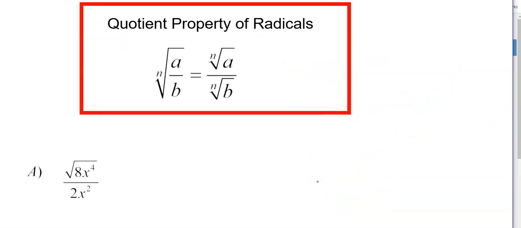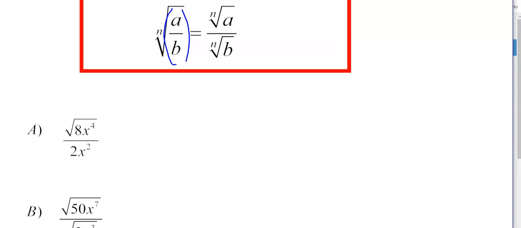Quotient property is very similar. So you're allowed to, if you have the square root or some root of a fraction, you could break it up into two separate fractions. Usually that's helpful. Although part A here, you see both of those are not in radical form, so I really can't break that one up because I don't have a square root divided by a square root, so I can't use the property here. But I might be able to simplify the numerator.